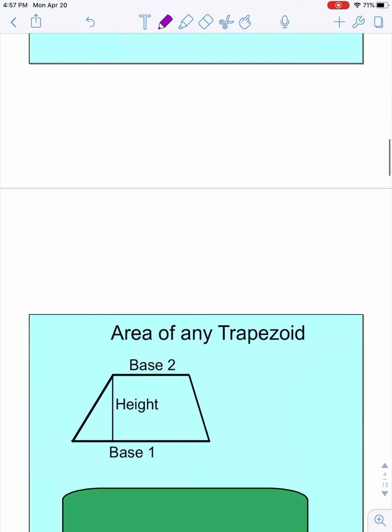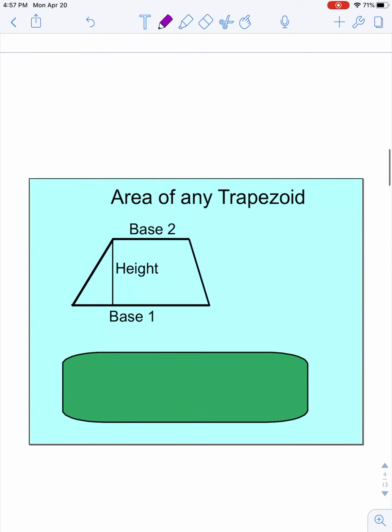So let's move on to trapezoid. You've probably encountered some formulas for trapezoid, but you might not be as familiar with memorizing the actual formula. Okay, so let's take a look.